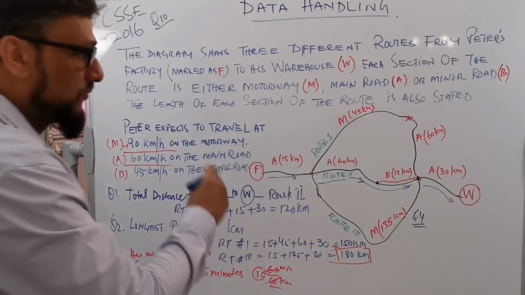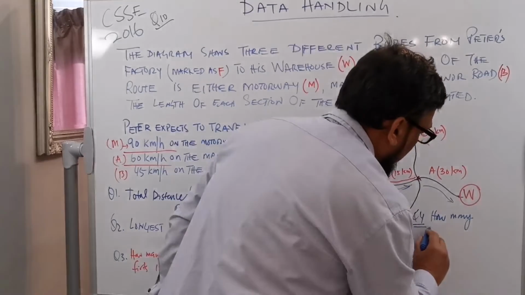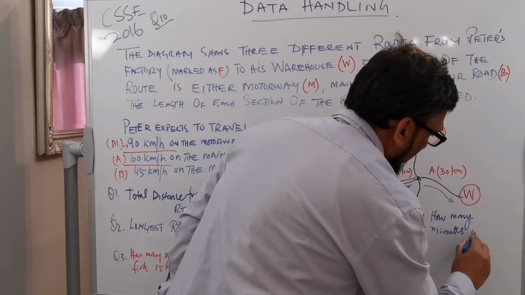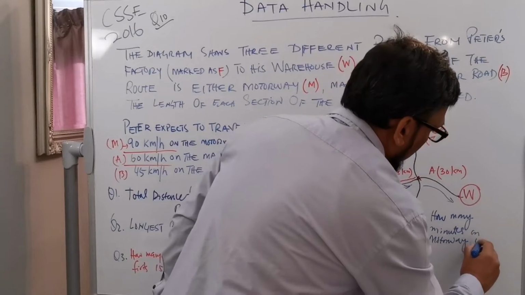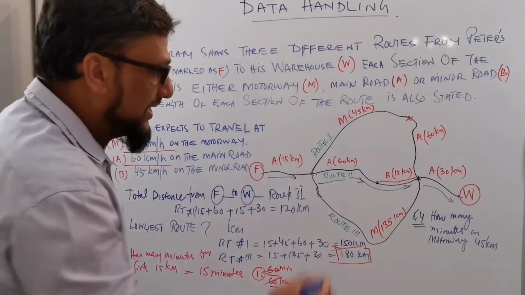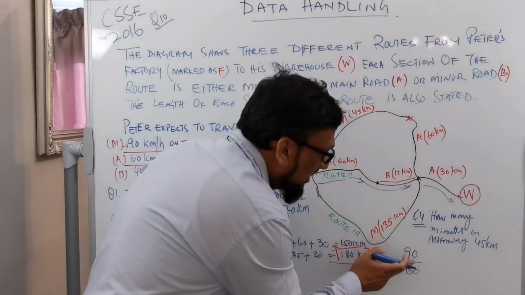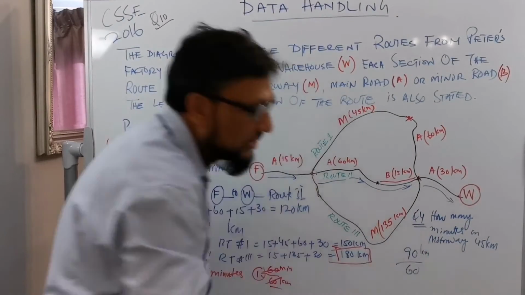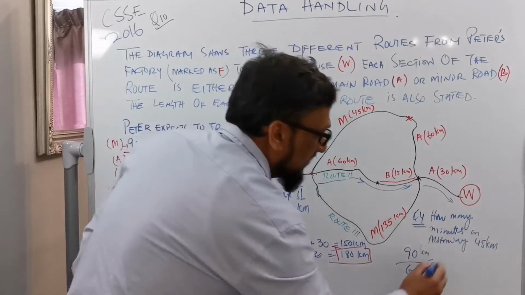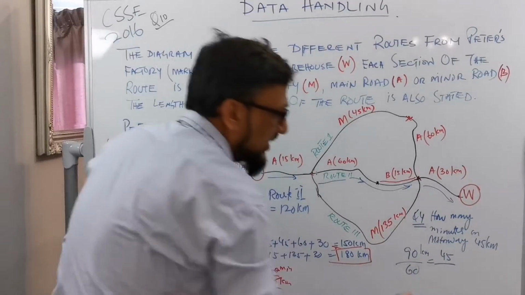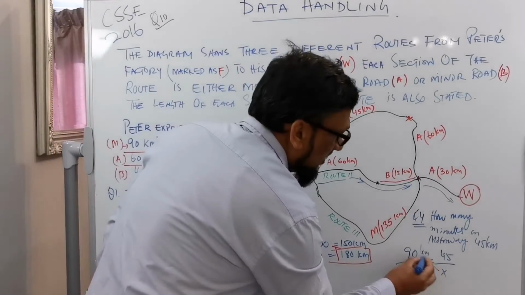So how many minutes on motorway for 45 kilometer. So motorway speed is what? 90 kilometer every 60 minutes. So 90 kilometer for every 60 minutes, okay? So it means we need to find out 45 kilometer, 45 over, minutes. We don't know, so as per unknown item, we can write X and do a cross multiplication there.